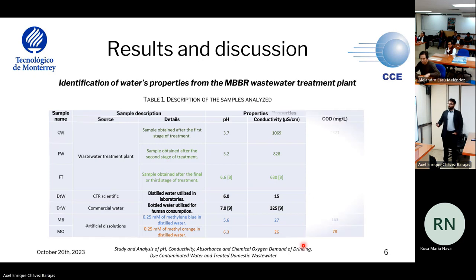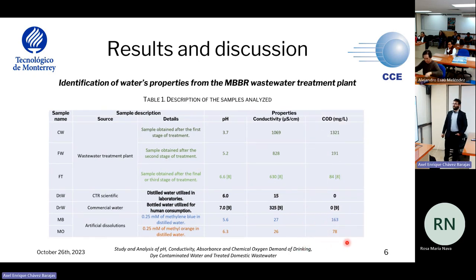Now, finally, talking about chemical oxygen demand, as the stages of the wastewater treatment plant are completed, the chemical oxygen demand decreases from values of up to 1,000 down to values of 84. Again, I would like to highlight that these values of chemical oxygen demand are comparable, and actually they are great for the use of human as a vehicle.